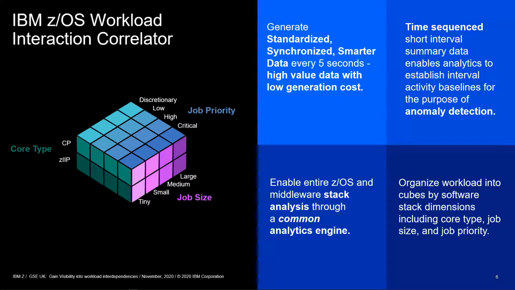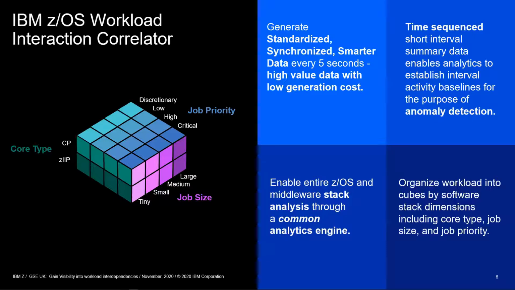The first one is the z/OS Workload Interaction Correlator. If we talk about one of the biggest challenges to solve in diagnosing those system workloads, the first problem was data, and that's really where the Workload Interaction Correlator comes into play. It was built to solve that data problem, and the whole premise behind it is that it will generate standardized, synchronized, smarter data every 5 seconds, and it'll do that by generating very high value and consumable data, but at a very low data generation cost.